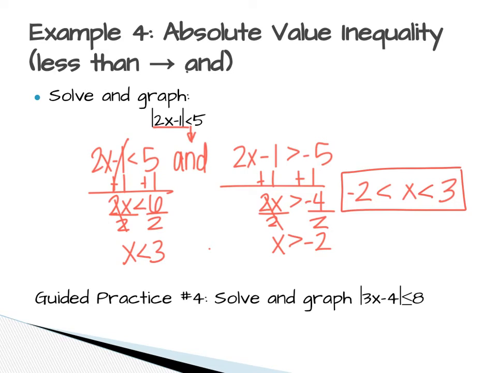And that's my answer. It does say to graph the solution, so when you graph it on a number line, you're going to put the lower number on the left, the bigger number on the right. They both get open circles, and you shade between.